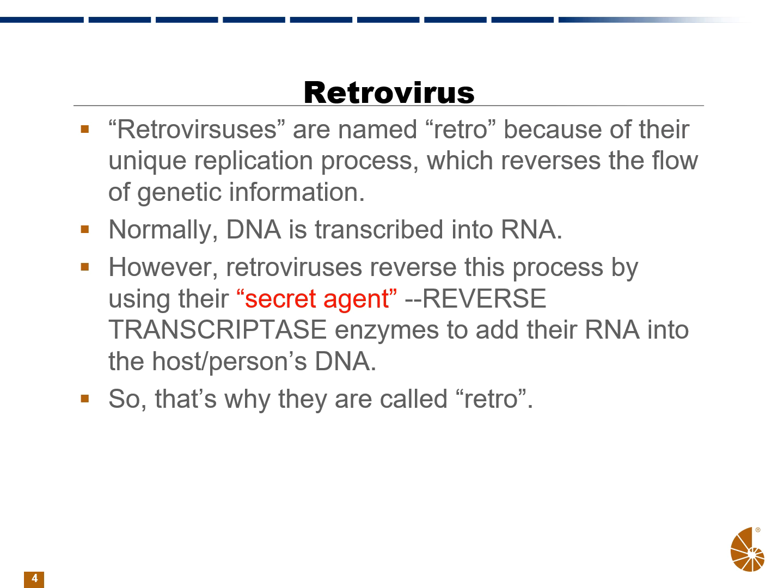Normally, DNA is transcribed into RNA. However, retroviruses reverse this process by using their secret agent. And what is that secret agent? It's the reverse transcriptase enzyme in the virus, which adds their RNA into the host's, or the person or applicant's, DNA. So that's why they're called retro, because of this secret agent, reverse transcriptase. Two big words there, but that's what actually occurs and why this is such a difficult virus to treat.